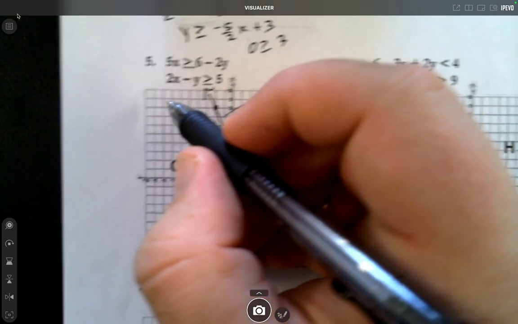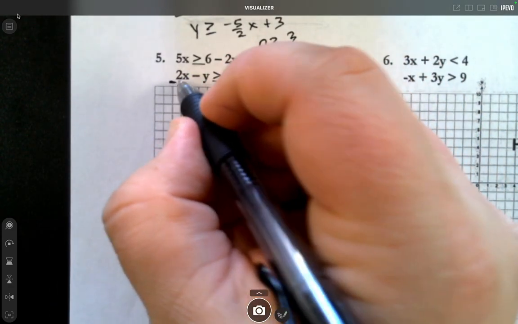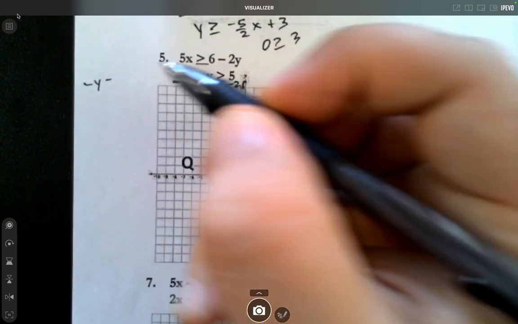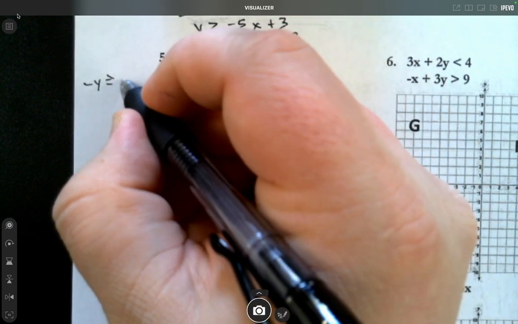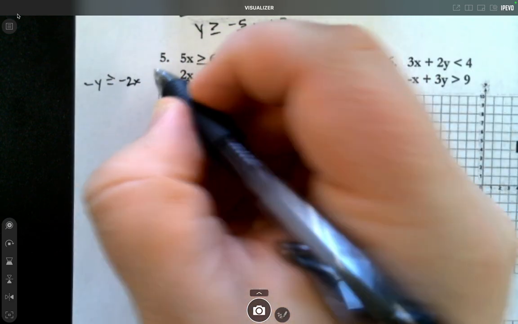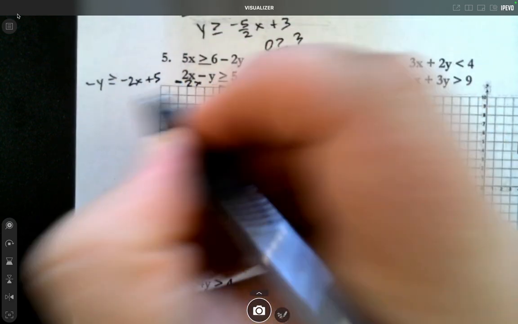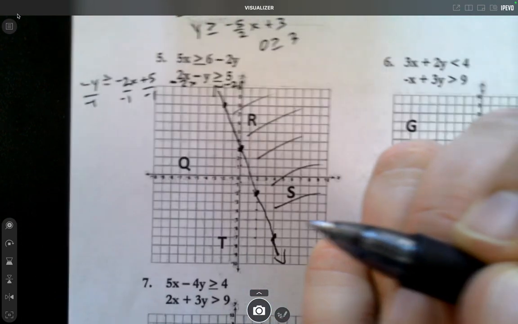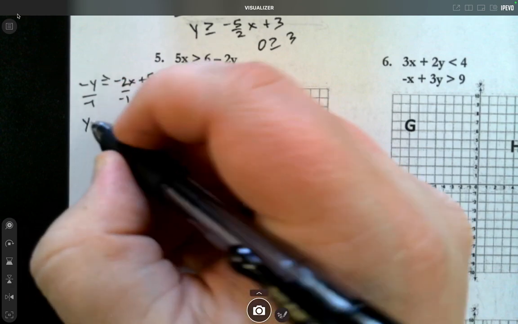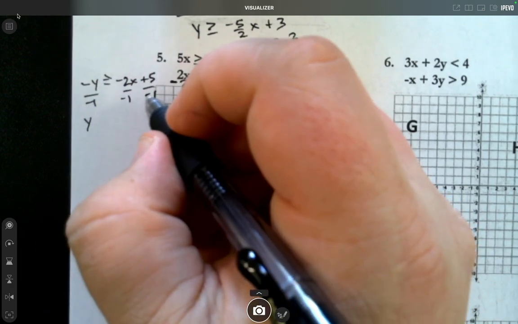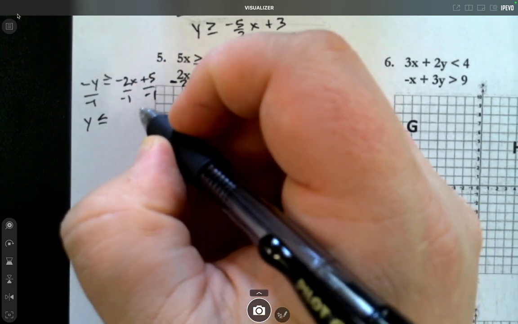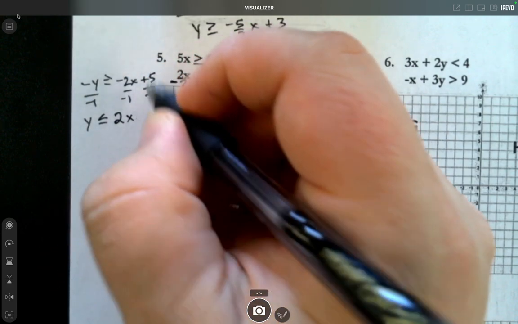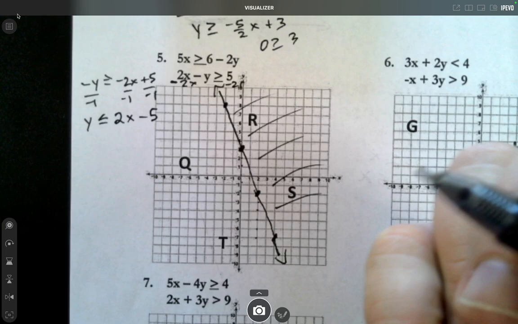Okay, so for this equation, we need to subtract 2x from both sides. So I get negative y is greater than or equal to negative 2x plus 5. Then, because I had to have a positive y, I divide everything by negative 1, which makes this a positive y. Since I divided by a negative, I have to flip the inequality sign. Negative 2 divided by negative 1 is positive 2. 5 divided by negative 1 is negative 5.